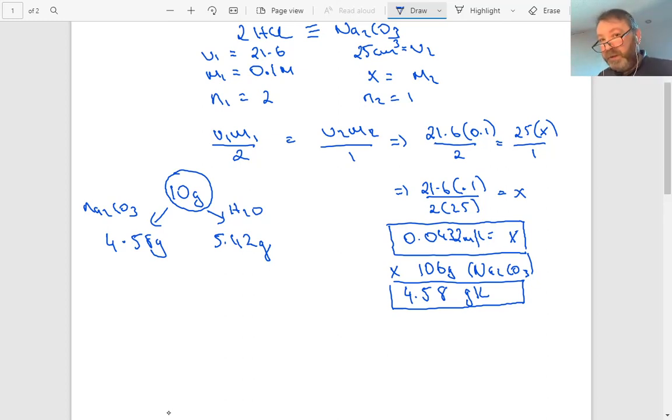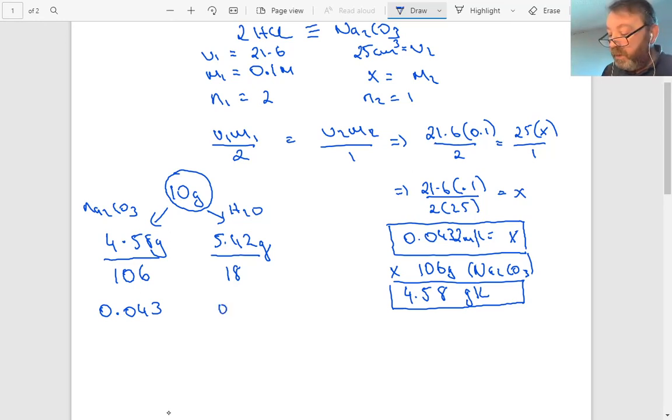Now, this brings me back to one of the earlier stoichiometric calculations we had called empirical formula. You're not allowed to compare substances through mass alone, okay? Because the molecules are of different sizes. So what you have to do with both of these masses is take into consideration their molar mass and divide both of them by their own molar mass. Now, we've already said that that's 106, and water is 16 and 2 is 18. So 4.58 divided by 106, and that gives me 0.043. And then the 5.42 divided by 18, that gives me 0.301.